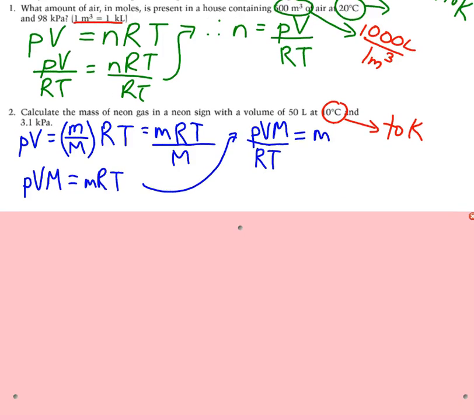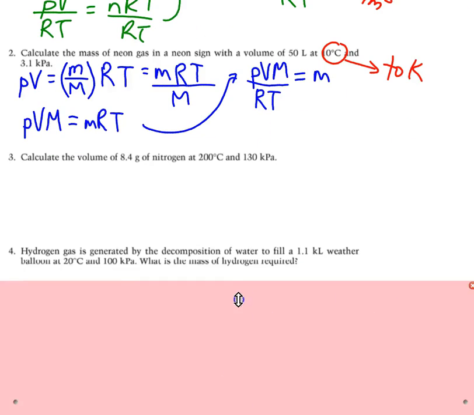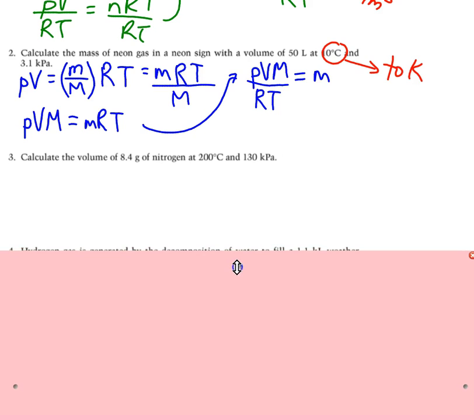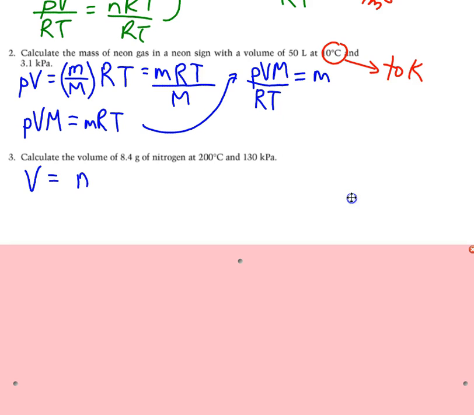Number 3, we're going to look at calculating a volume. So here, we may want to start out with volume equals proportional to temperature and moles, so they should be in the numerator, and inversely proportional to pressure, which should be in the denominator. So that's a variation of the ideal gas law, which would be more convenient to use here.